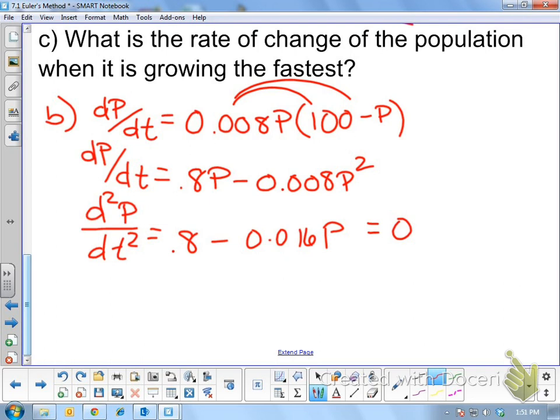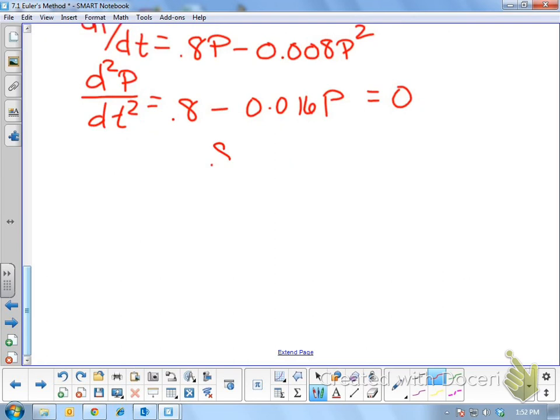Okay. So how do we solve for p? Add, then divide. So we'd have 0.8 equals 0.016p. And when you divide, you get p equals 50. Okay. How does that relate to our carrying capacity? It's half the carrying capacity.